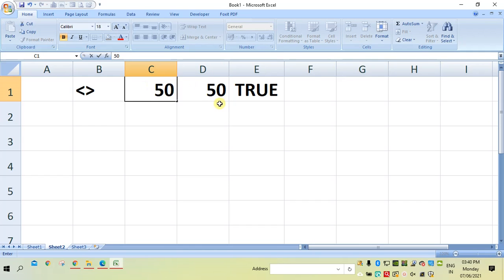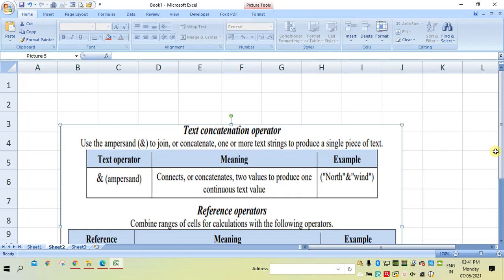Next operator is the concatenation operator, which is used to join two cells. For example, to do that we need an ampersand, that is the and symbol. So we call it an ampersand, which is linking and joining two cells. Now let us see one example so that you can understand why that.